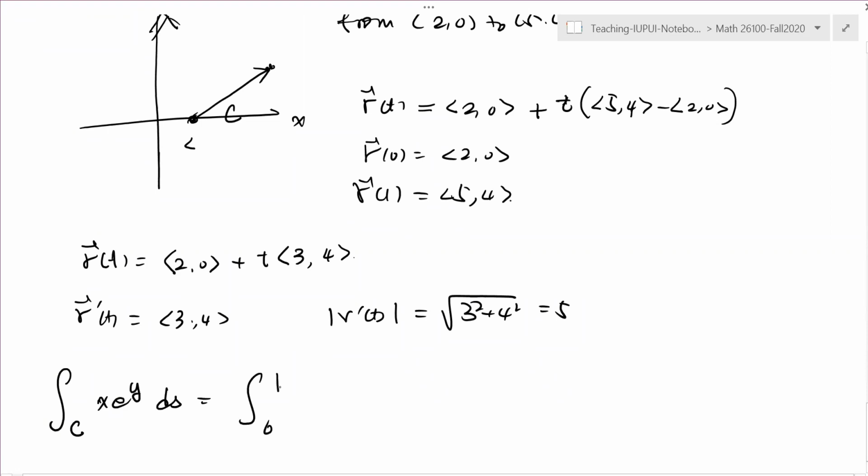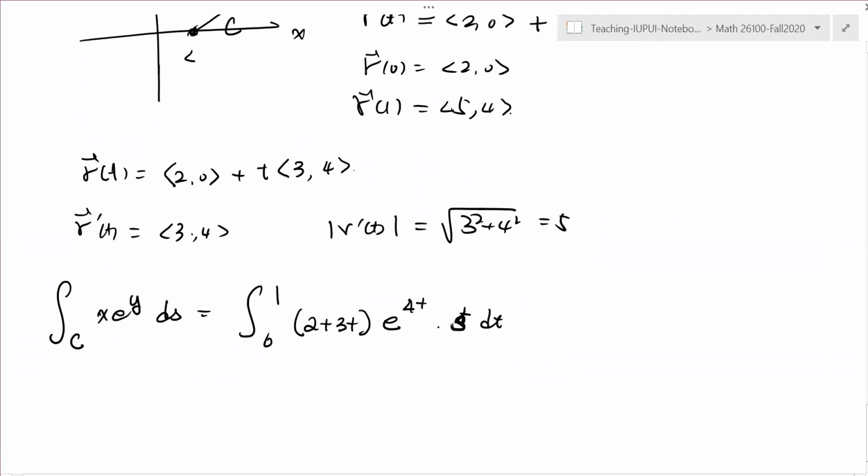Now the integral over C of x e to the y ds is going to be the integral from 0 to 1. x is replaced by 2 plus 3t. y is replaced by 0 plus 4t, so it's just 4t. And ds is 5 dt. Then you have to evaluate this integral.